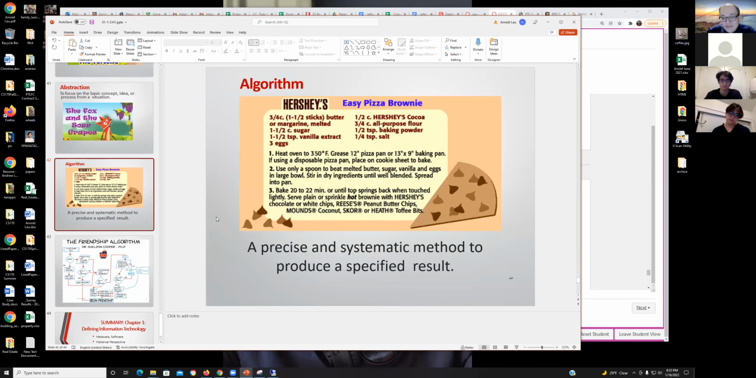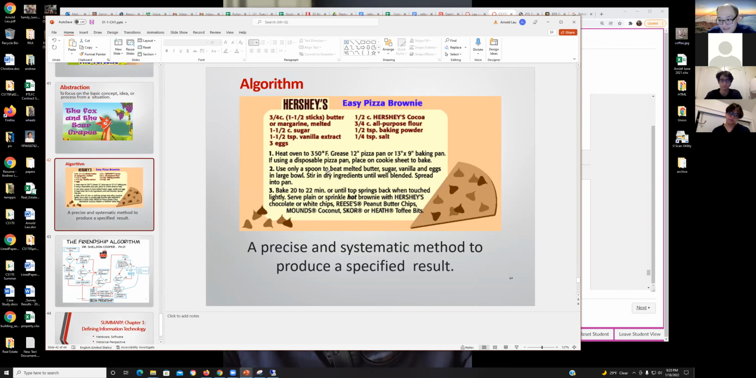Algorithm, the simple way for me to describe an algorithm is basically think of it as a recipe, right? So you want to get, in this case, a pizza brownie. Well, here's all the input, right? These are all the ingredients. It tells you exactly how much of these things, that is your input. And then there are steps that you follow to put all these ingredients together to come up with your pizza brownie, okay? And that's exactly what an algorithm is for a computer.